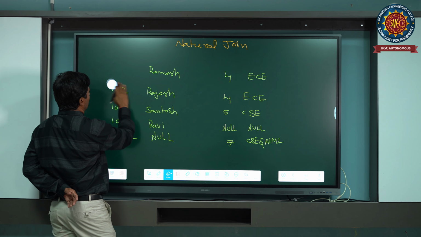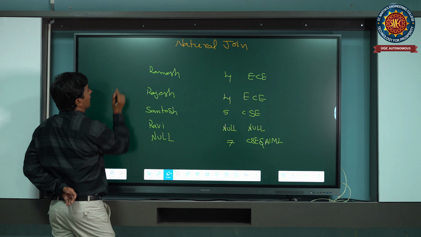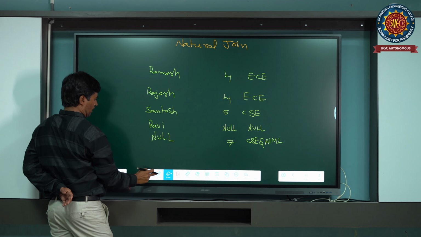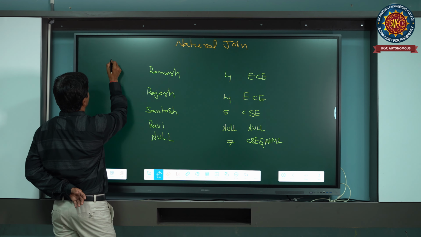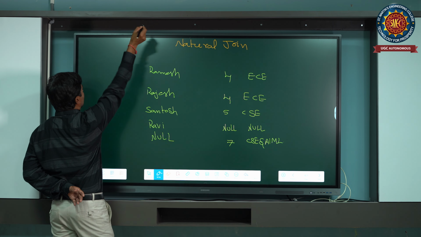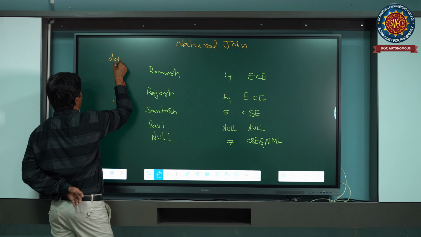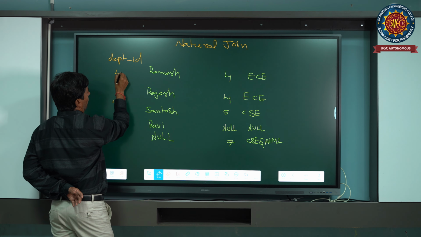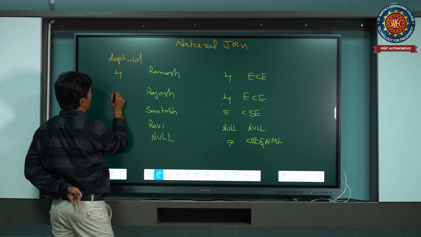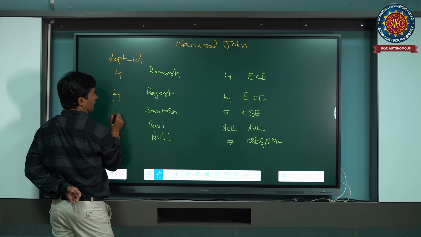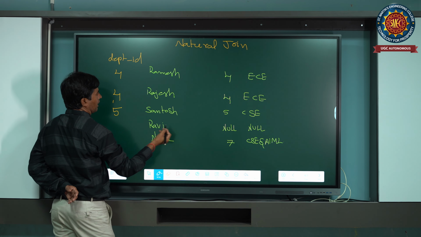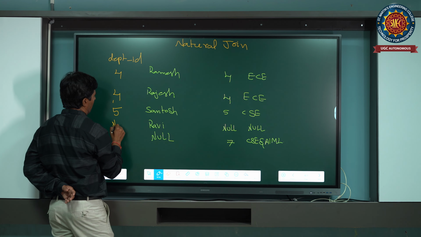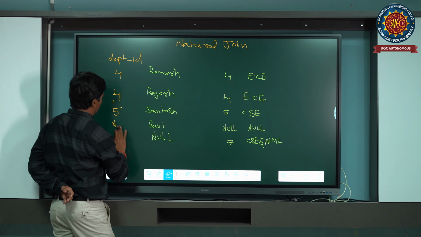That is the common column first, department ID. Where the common column comes first, department ID comes first. That is 4. Rajesh works in EC department 4. Santosh works in CAC department. Ravi, we have not specified any department number, so it is not going to display those records.